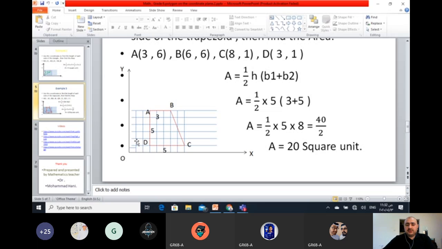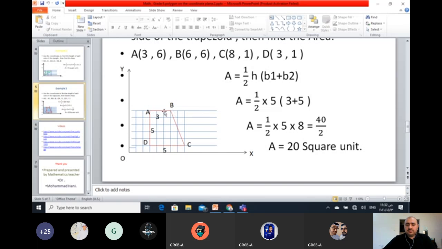Then match between the points, draw a line between A and B, and B and C, and C and D, and D and A. We will find the polygon here will be a trapezoid. So how to find the area of this trapezoid? The first step, find the length of the sides.